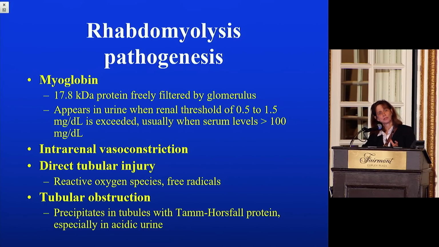How does myoglobin cause injury? I suspect Dr. Bonventre did discuss this to some degree. There are mainly three mechanisms. It causes direct proximal tubular injury, distal tubular obstruction. It precipitates in tubules with Tamm-Horsfall protein, particularly with acidic urine, which to some degree defines our treatment. And it causes vasoconstriction.